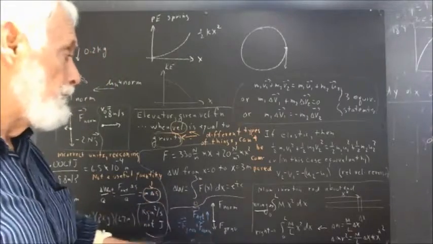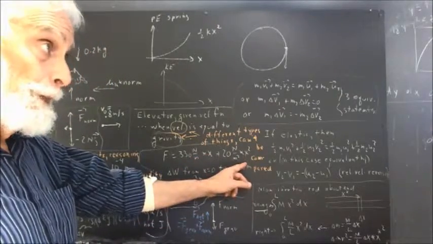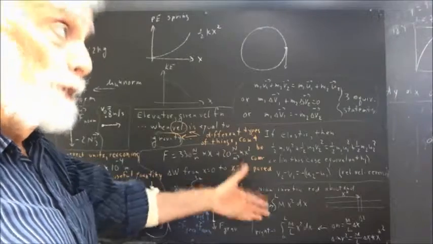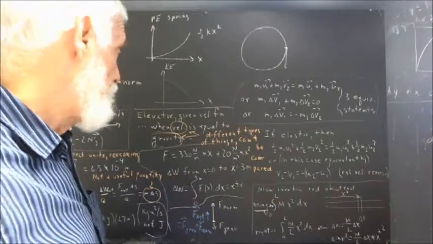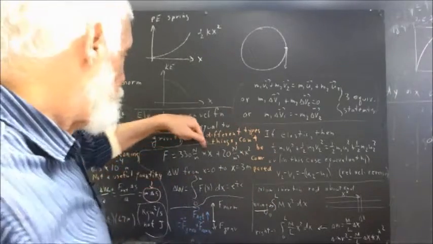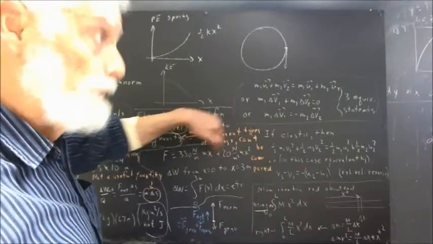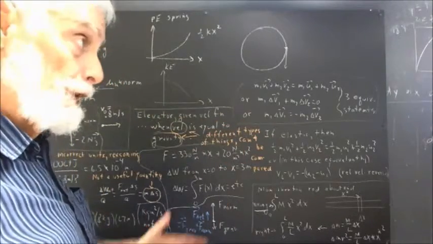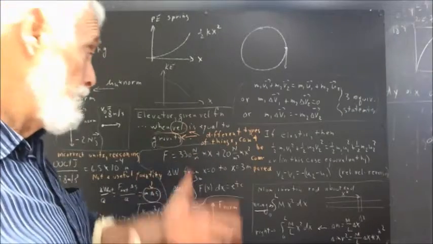You can find the average force. You can easily integrate this and divide the result by the 3 meters, which will give you the average force. And then you can plug in 1.5 meters to get the force at the 1.5 meter position. You'll see that it's not the same as the average force.